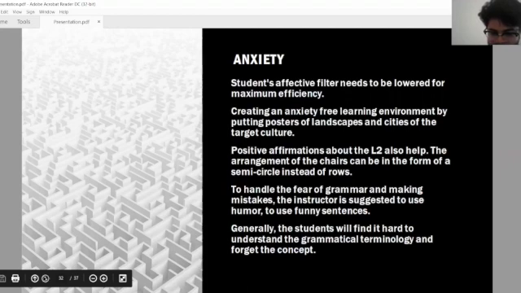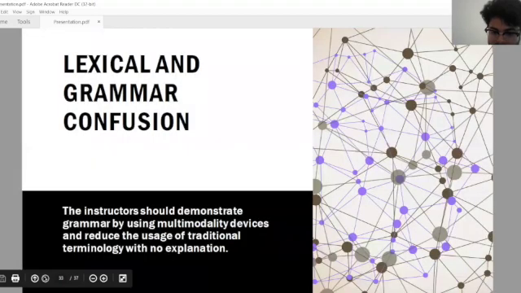And subsequently, by pointing out the problems of particular aspects of grammar, the students will start to remember the rules. And generally, they will find it hard to remember the rules, and because of the overstimulation of the grammatical terminologies associated with language learning in general, they would tend to forget the concepts. But to eradicate the lexical and grammar confusion, the instructor should demonstrate grammar by using multimodality devices and reduce the usage of traditional terminology with no explanation. And that helps them to remember concepts in a better way.